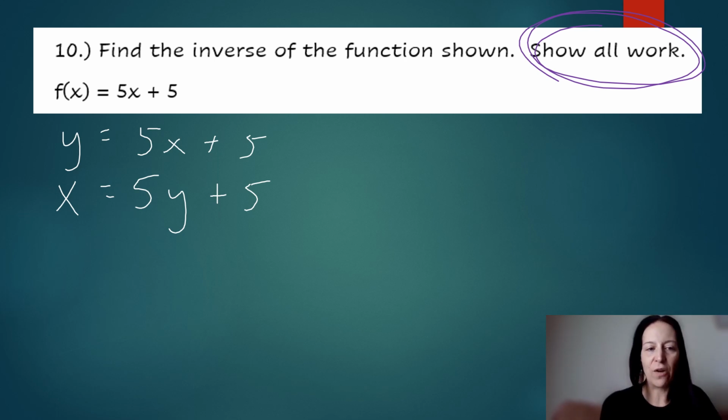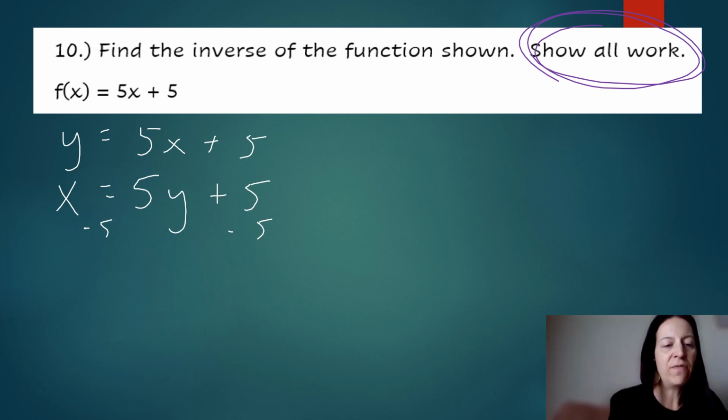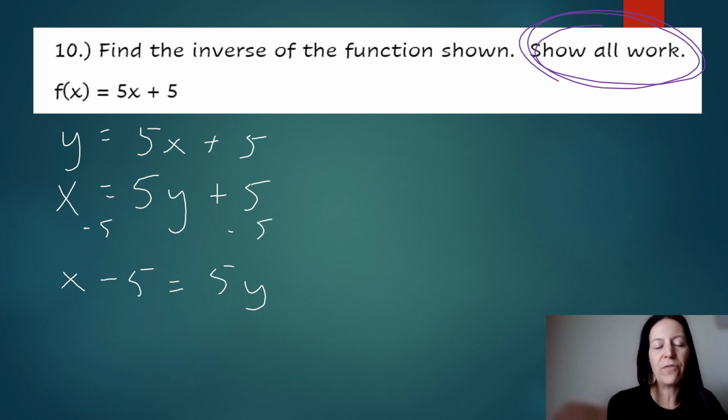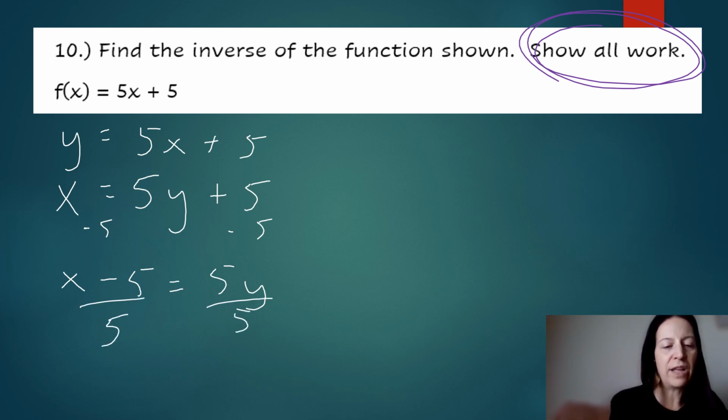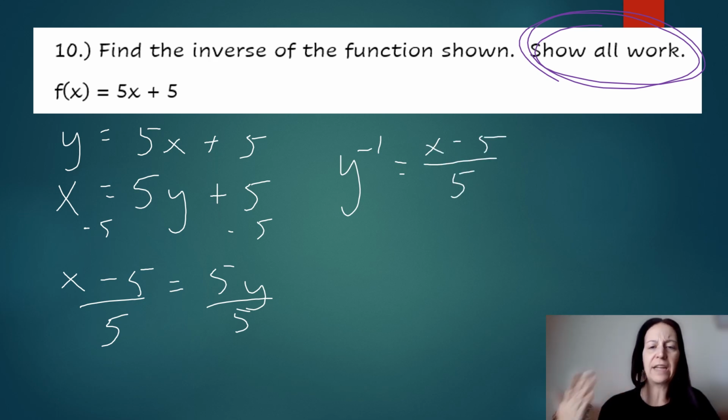And now we need to solve for y. So I'm going to go ahead and subtract 5. So that'll give me x minus 5 equals 5y. And then there's a little bit of flexibility here. You need to divide by 5. I will accept this as an answer. So we'll change that notation over. I will accept (x minus 5) all divided by 5, indicating that you're dividing the entire thing by 5.